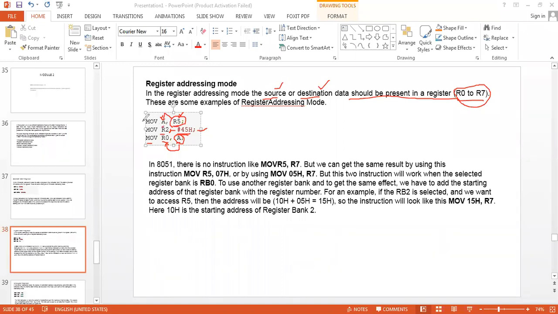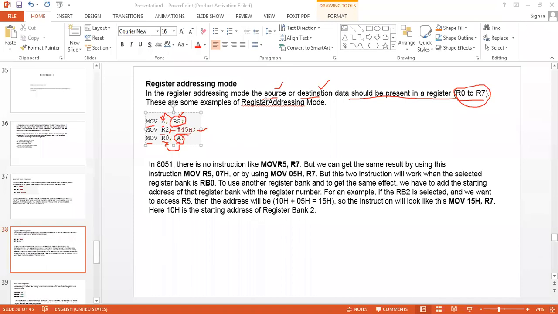Move does not stand for cut and paste. Move stands for only copy and paste. Copy from the R5 register and paste into the A register. So the same value is going to remain in both registers. That is the operation of move. MOV A, R5; MOV R2, #45H; MOV R0, A.